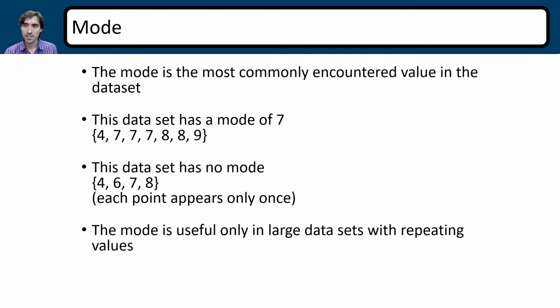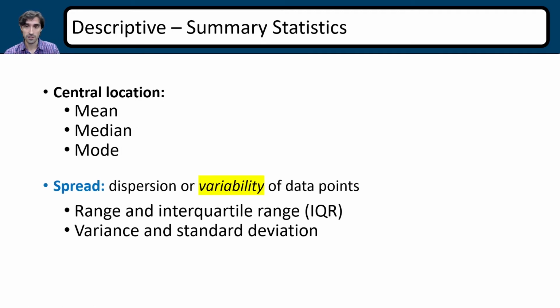Then we have the mode. It's not really that useful all the time other than seeing what has been repeated. The mode is the most used number. In this data set, the mode is 7 because there are three 7s. If you took away those 7s, it would be 8 because there are two 8s. There's no mode in the next example of 4, 6, 7, 8.